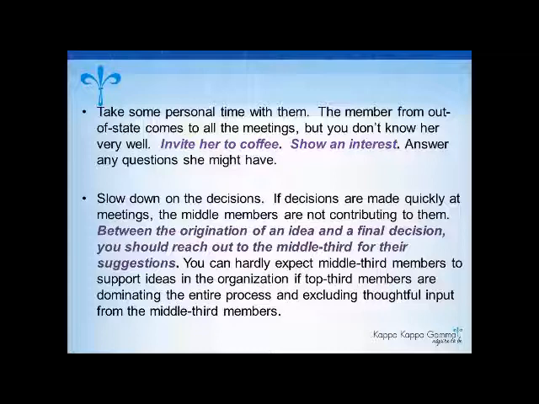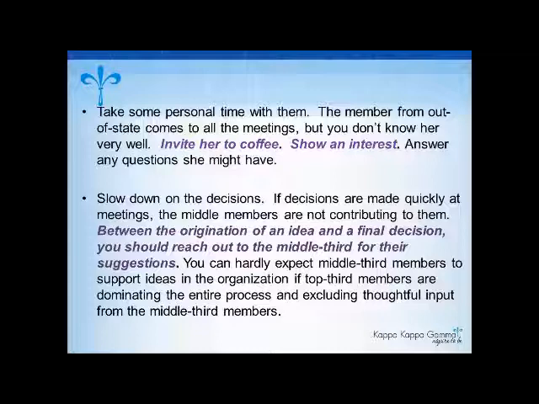Also, right, taking some personal time with them. The member from out of state comes to all the meetings, but you don't know her very well. So invite her to coffee, show an interest, answer questions that she may have. Learn more about where she may be able to have input and what her thoughts are. And I think this is a big one, right?